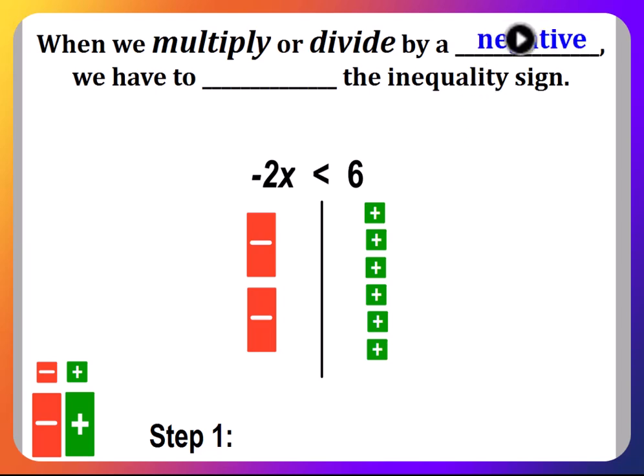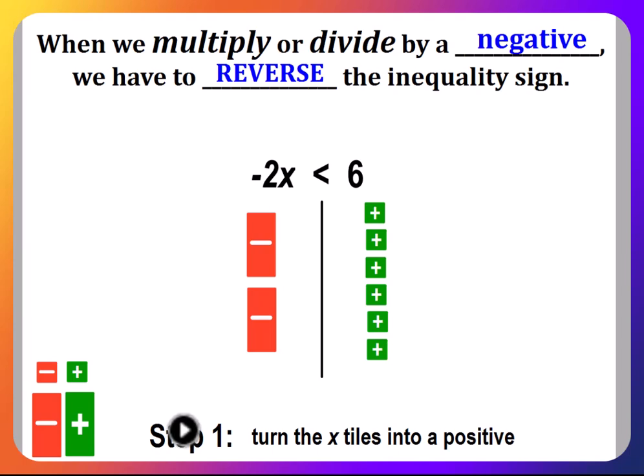First of all, you need to know that when we multiply or divide by a negative number, we have to reverse the inequality symbol. We have to flip that inequality sign. So our example is negative 2x is less than 6. Model it with our algebra tiles: 2 negative x tiles on the left side, 6 positive unit tiles. The first thing you have to do is turn the x tiles into a positive.